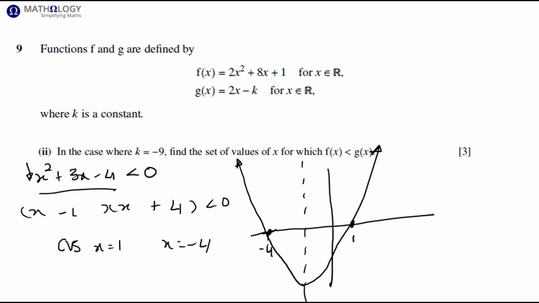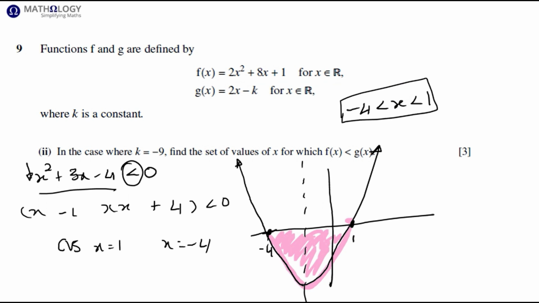And what we're interested in are the values of x where y is less than 0, where y is negative. And that happens between minus 4 and 1, because this section of the function lies underneath the x-axis where the y values are negative. So the solution is, well, x is greater than minus 4 and less than 1. So we get the same solution graphically that we did algebraically.